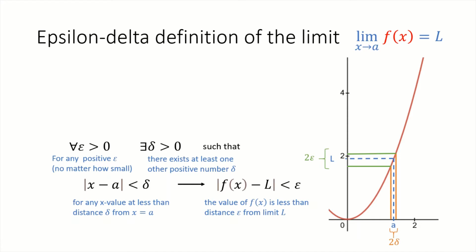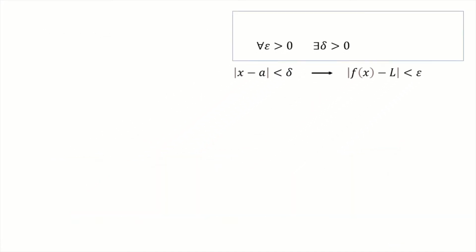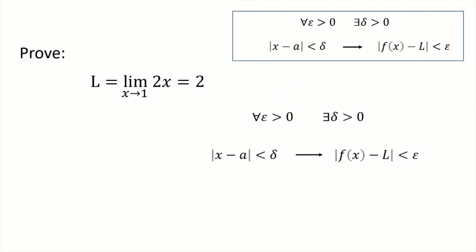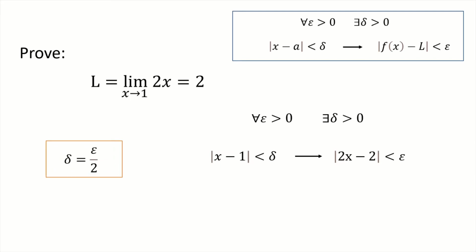Let's look at a simple example of using this definition. We can leave trickier examples for a separate video. For any positive epsilon, if we find at least one existing delta such that |2x - 2| is less than epsilon whenever |x - 1| is less than delta, then we proved that the limit of this function at x equals 1 is 2. We see that we can set delta equal to epsilon over 2, or anything smaller and positive, and the inequalities are always satisfied. Therefore, we can always find the delta for any epsilon, so the limit holds.